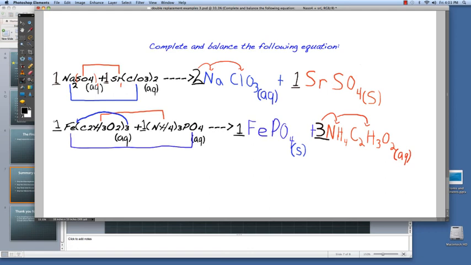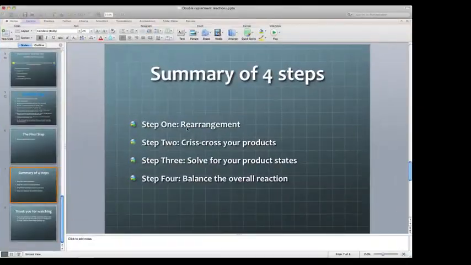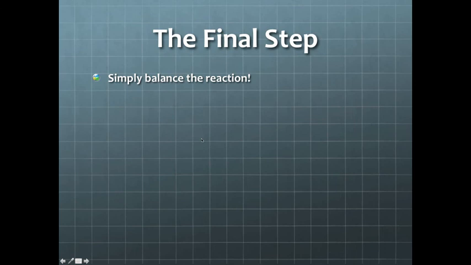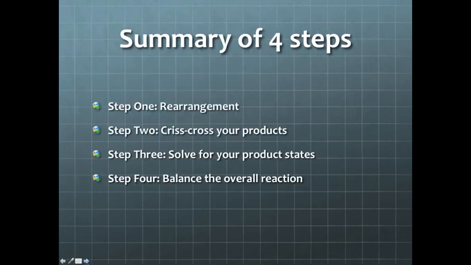Okay, so this is the last and final step in double replacement reactions. I hope you found that by following these 4 simple steps, you can break this problem down from what seemed a complex problem into a manageable problem with just 4 simple steps. I hope it's been helpful. That's the final step. So to summarize, there's basically rearrangement, there's crisscrossing of your products, solve for your product states where you find out if they're soluble or not, and then step 4 is to balance the overall reaction.